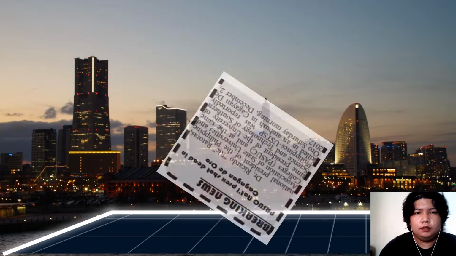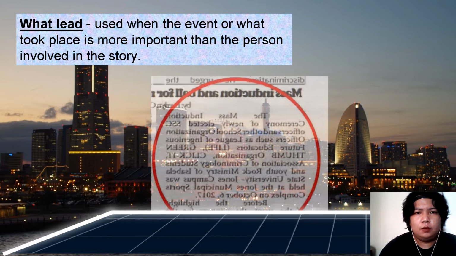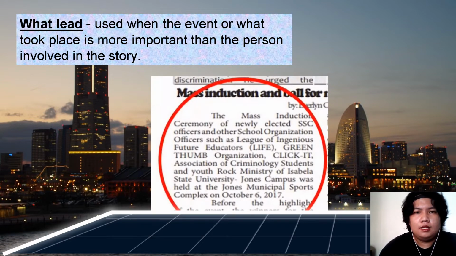The second one is the what lead. It is used when the event, or what took place, is more important than the persons involved in the story. Look at our example here. The first line of the paragraph here answers the question what. What was held at the Jones Municipal Sports Complex? So the answer is the mass induction ceremony of the newly elected officers. Let's answer the question what.